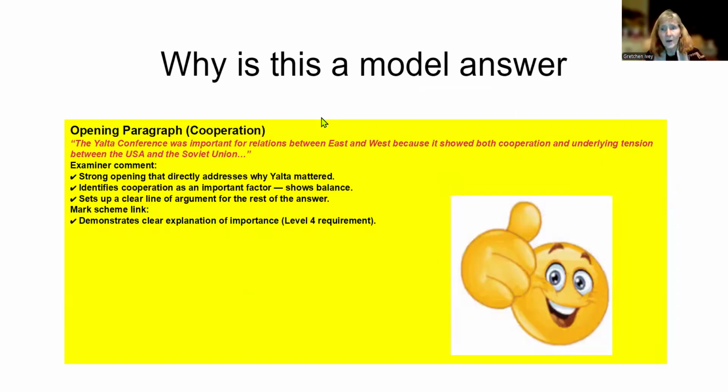So, opening paragraph about cooperation. The Yalta Conference was important for relations between East and West because it showed both cooperation and underlying tension between the USA and the Soviet Union. So, what did the examiner say about that? Strong opening that directly addresses why Yalta mattered, identifies cooperation as an important factor and shows balance, sets up a clear line of argument for the rest of the answer, and this links to the mark scheme, demonstrates clear explanation of importance, which is a requirement if you want to crack that top level.